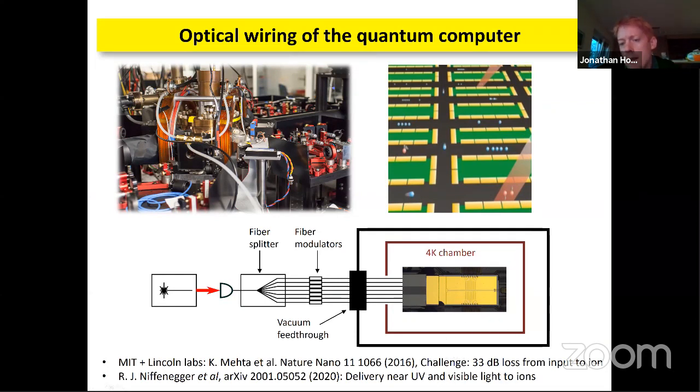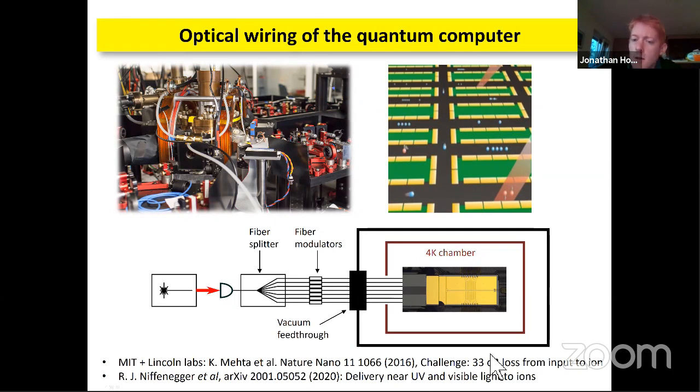Now, the big challenge that they face, and I think they still face it in their latest devices, is that they get a large loss between the input to the chamber, where they're focusing free space beams onto the chip, and the light that actually comes out and hits the ions. So it's this 33 dB loss. And of course, that means they lose a lot of power, and then they don't end up with as much intensity as they'd like at the ions.